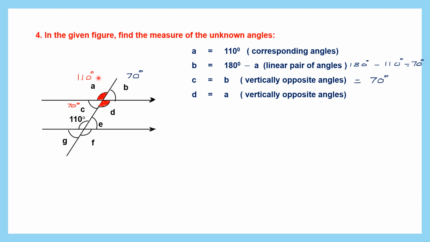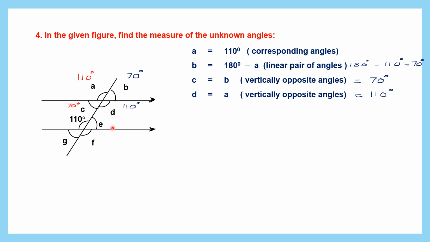And how much is angle A? 110. That means D will also be 110. So we have found the value of angle D. Angle D is 110. So we have found these four angles. Now let's go to angle E.